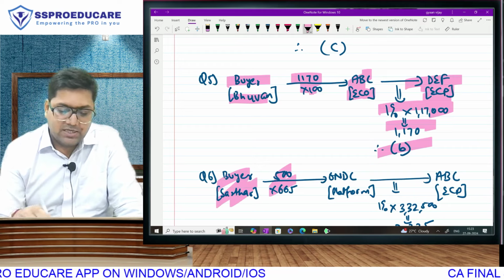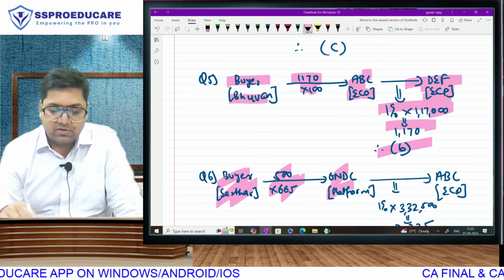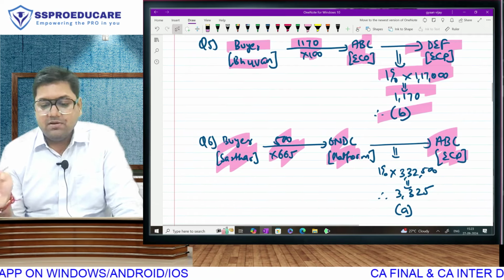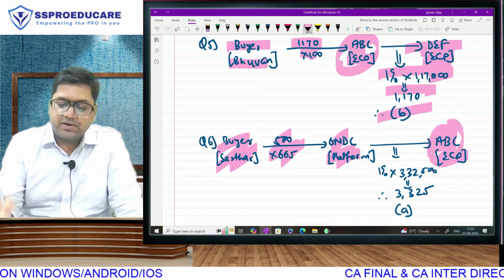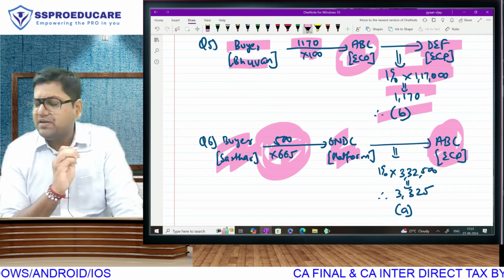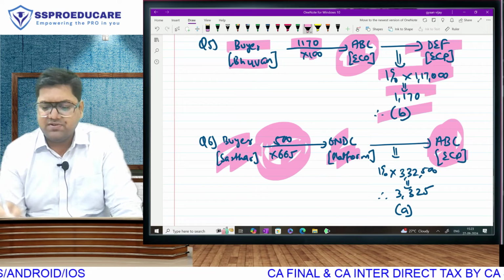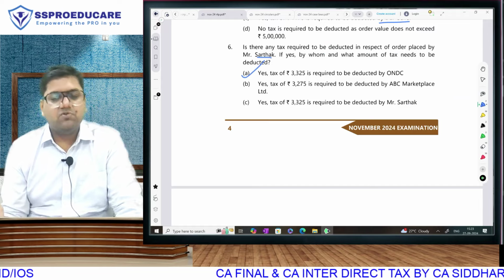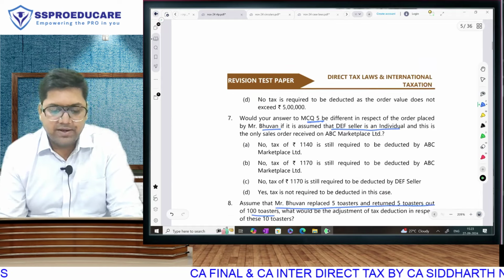Buyer Sarthak is paying 500 into 665 to the platform. Platform is making payment to the seller. This time ABC, who was last time the e-commerce operator, has this time become e-commerce participant. On this gross amount, we will ignore the transaction charges, convenience fees, delivery charges, at 1%, and therefore we are going to choose our option 3325 to be deducted by ONDC.